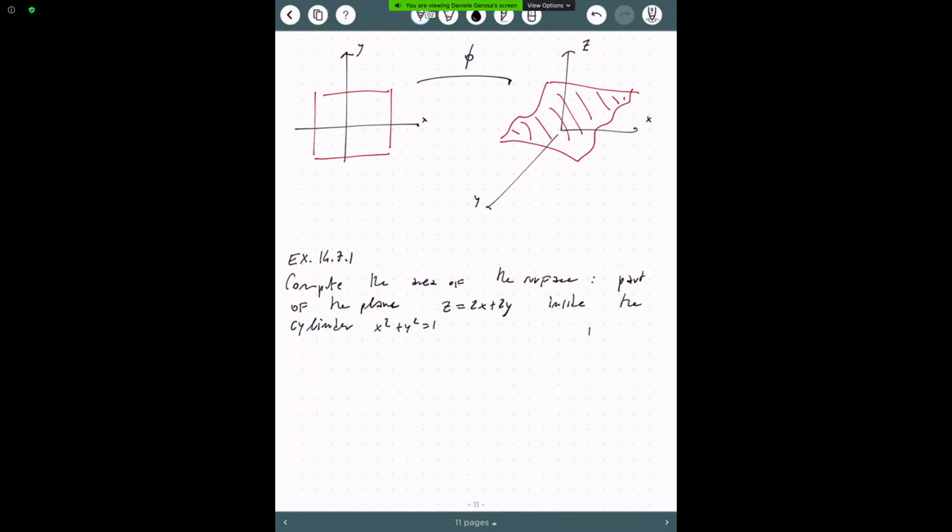So the situation here is that we have a cylinder. What's going on? Guys? No, guys, can you shut up? Thank you. Okay, thank you.